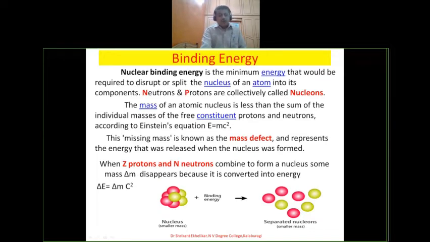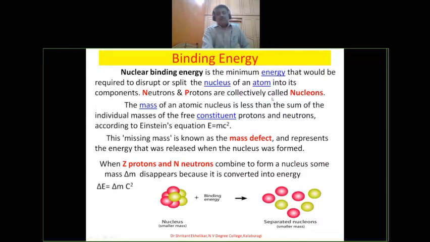So, you have a nucleus in which there are many protons and neutrons. If you want to separate them, then the minimum energy required is the binding energy, and then you can separate them into 4 protons and 3 neutrons. So, minimum binding energy is required to keep the nucleons of a nucleus together, or if you want to separate them, the minimum energy required is the binding energy.